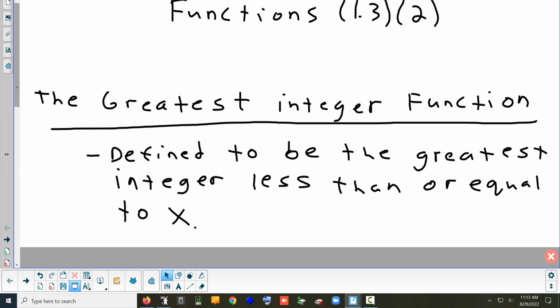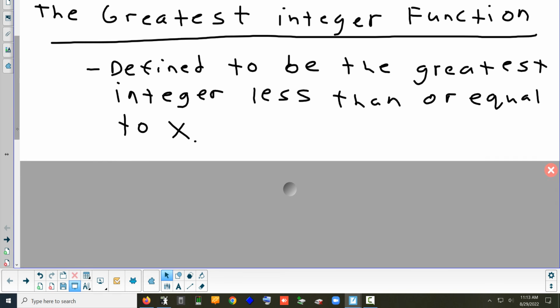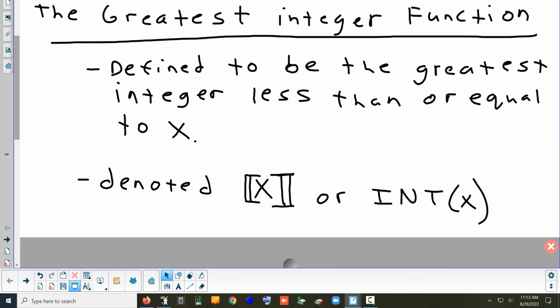The greatest integer function is like a formula that always gives you an integer as an answer. Specifically, what integer? The biggest integer that is less than or equal to the number that you plugged in. And the symbol for it in our book, you'll see this double bracket kind of thing. On the calculator, I'll show you where it is, but we're going to be looking for something that says INT.